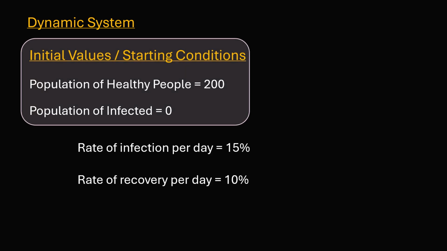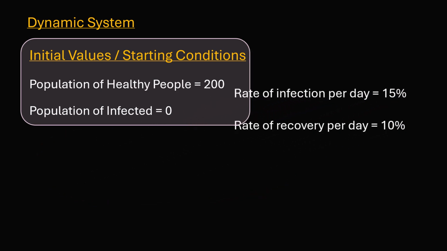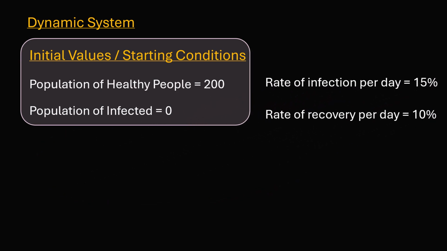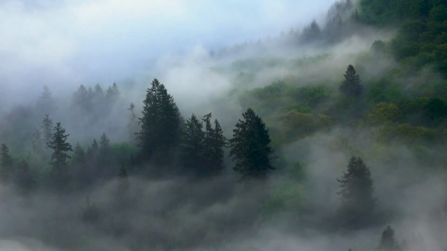And then what about the rate of infection and rate of recovery? I can say that these represent rate of population change, because population will rotate between healthy and infected based on the infection and recovery rate. Rate of infection per day is 15%, rate of recovery per day is 10%. So I can think about the problem in terms of initial values and rate of population change. So now you see how I have broken down a real-life scenario into a logical mathematical structure, and this will help me solve the problem.